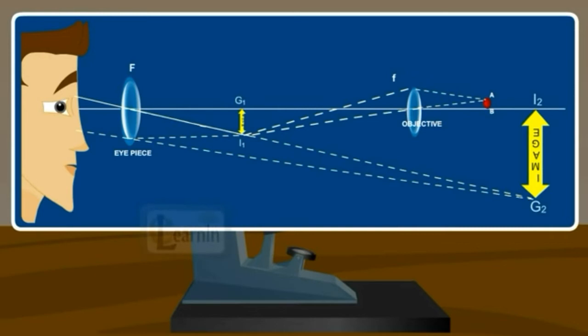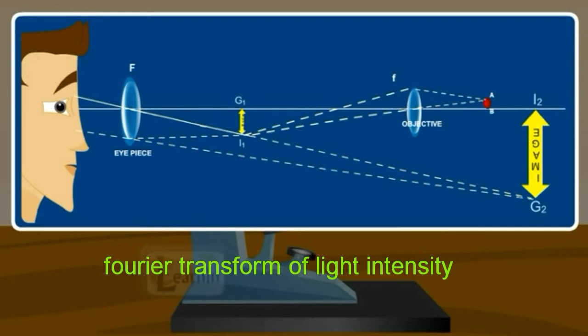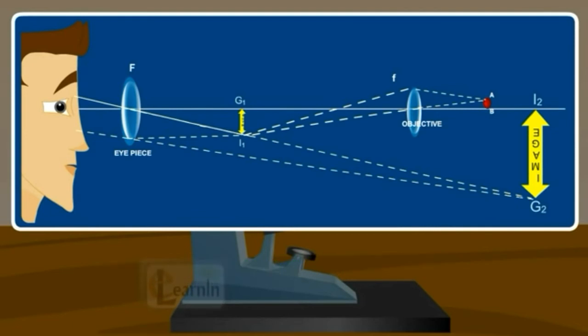And now we also know that from the left side and the right side, the connection here shows the Fourier transform. So it is the Fourier transform of the light intensity, and of course the phase at the back aperture is the point spread function of the microscope.